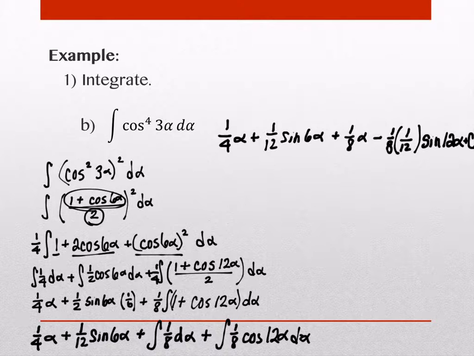Okay, these pieces can also combine right here, right? 1/4 and 1/8. How much is that? 3/8. Good job, Seth. 3/8 alpha.